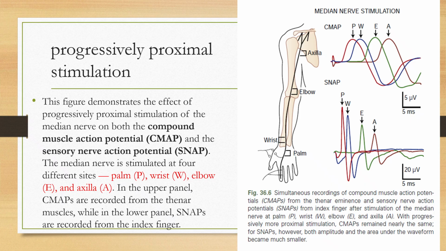Progressive proximal stimulation. This figure demonstrates the effect of progressively proximal stimulation of the median nerve on both the CMAP and SNAP. The median nerve is stimulated at four different sites: palm, wrist, elbow, and axilla. In the upper panel, CMAP are recorded from the thenar muscle, while in the lower panel, SNAP are recorded from the index finger.